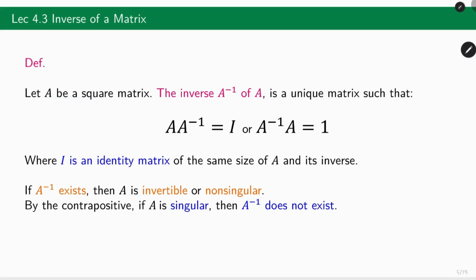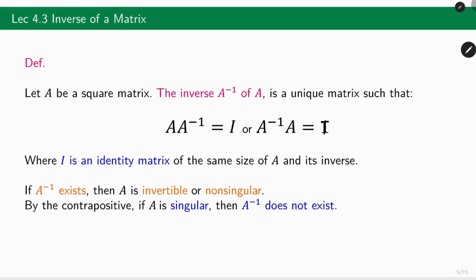The concept of inverse functions can be extended to the matrices. Let A be a square matrix. The inverse of A is a unique matrix such that when you multiply A to its inverse, it will result in an identity matrix. Or when you multiply the inverse to the original matrix, the result will be the same identity matrix, where I is an identity matrix of the same size as A and its inverse. Always remember that we are only limited to square matrices.